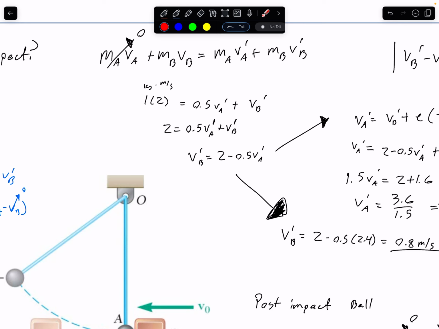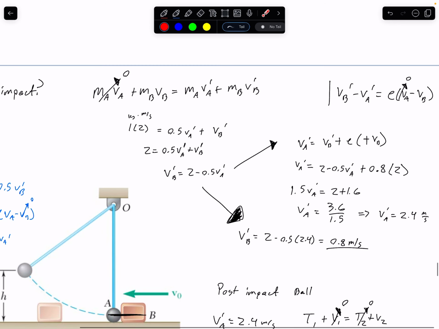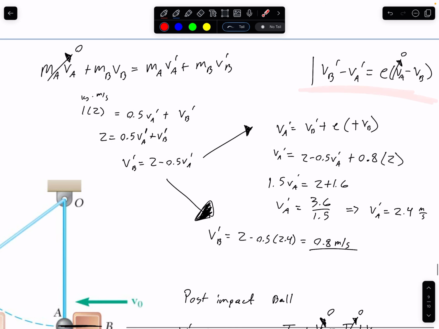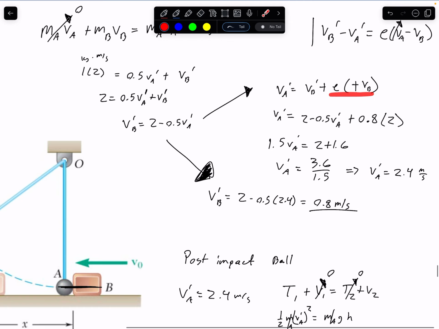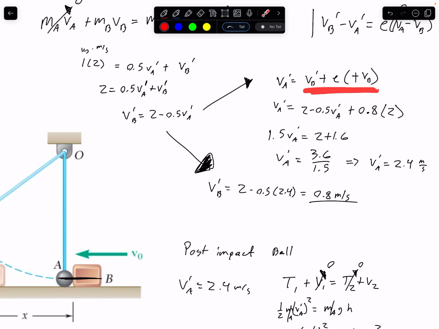We know that the mass of B doesn't change, but that is equal to 2 equals 0.5 VA prime plus VB prime. So VB prime is equal to 2 minus 0.5 VA prime. And then we have our other equation up here with the restitution variable, or E. And from this, we know that VA is equal to VB prime plus E times VB. So we know these variables, or have substitutions for them, and we do some algebra.